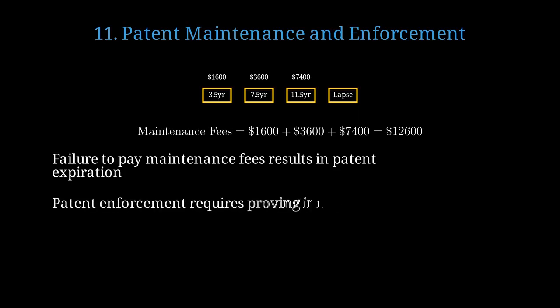To enforce your patent, you must prove that someone is making, using, or selling your patented invention without permission. Patent litigation is extremely expensive, typically costing $2 to $5 million through trial, making enforcement a serious business decision. Sophisticated innovators build strategic patent portfolios rather than single patents.